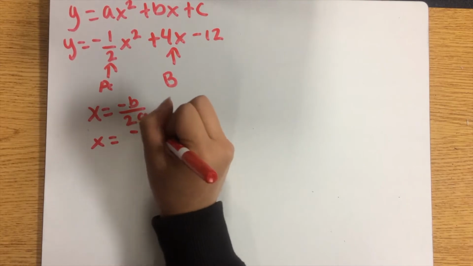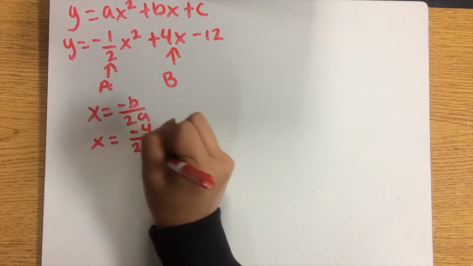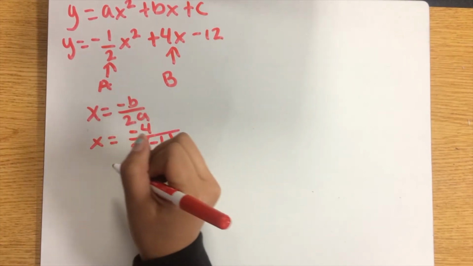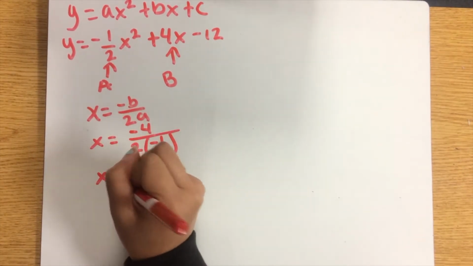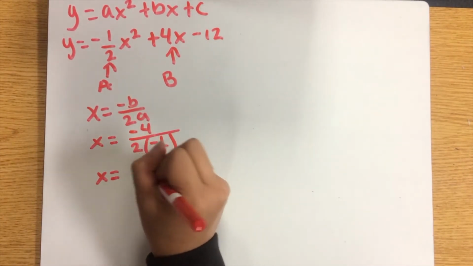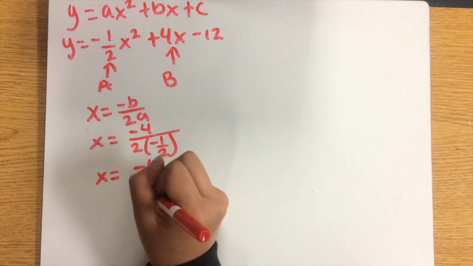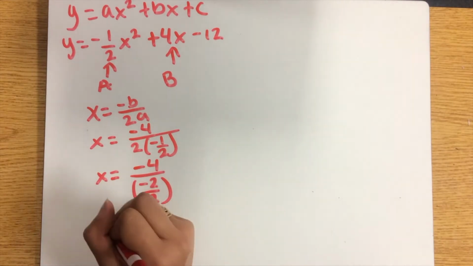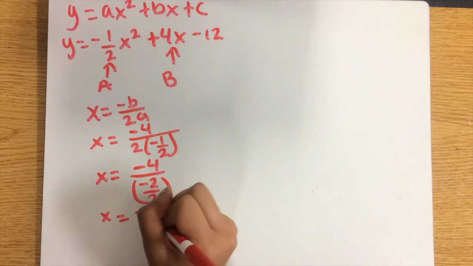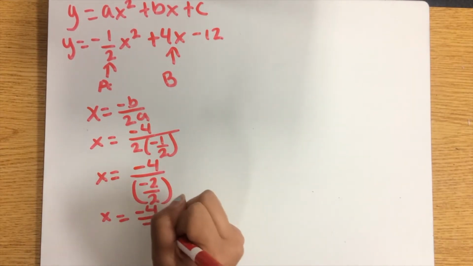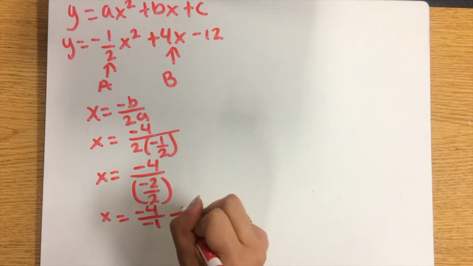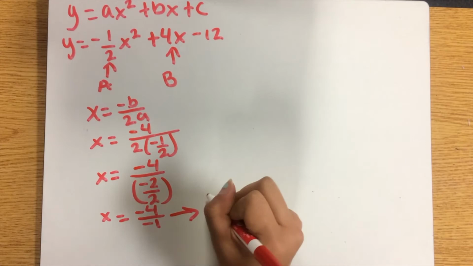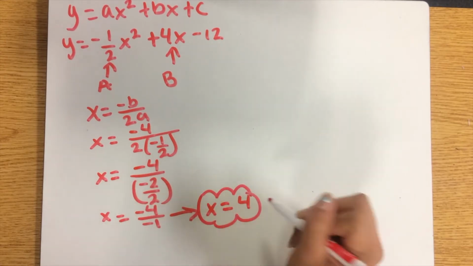When we do that, we get x equals negative 4 divided by 2 times negative 1/2 because b equals 4 and a equals negative 1/2. Knowing this, we can now solve 2 times negative 1/2 equals negative 2 over 2, which simplifies to negative 1. Now we have x equals negative 4 over negative 1, which simplifies to x equals 4, and that is your axis of symmetry.